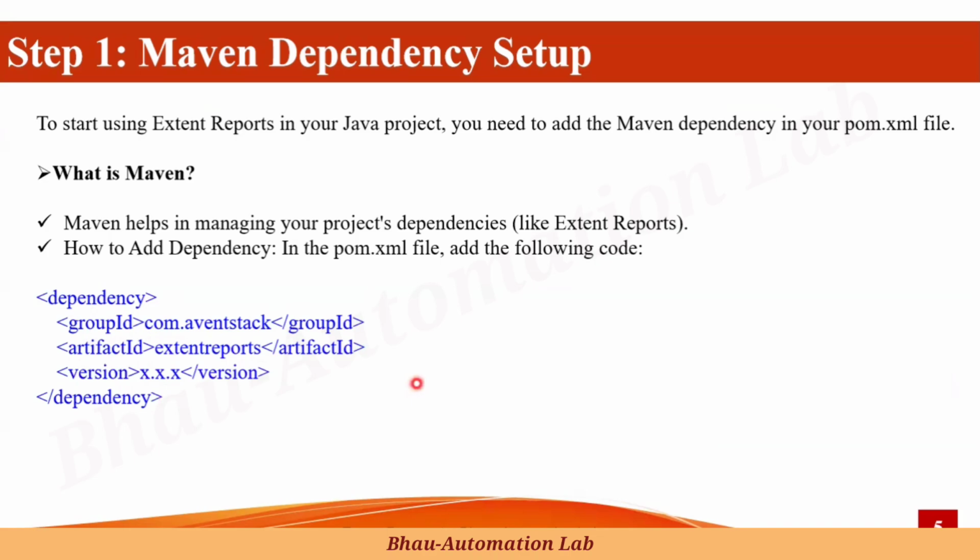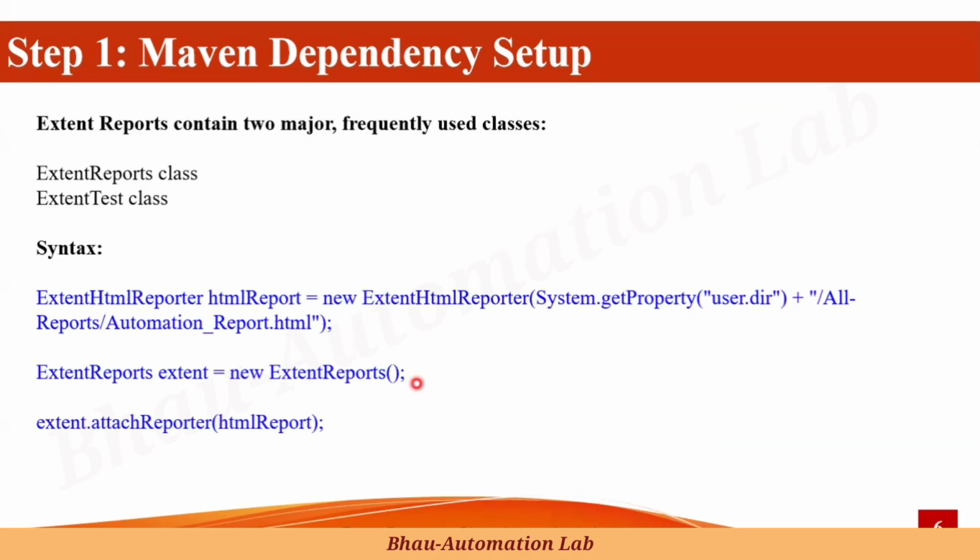Okay, so let's come to step one. Maven dependency setup: how to do that we understood in the previous slide. Now let's understand that Extent reports contain two major frequently used classes, for example the ExtentReports class and the ExtentTest class. With the ExtentTest class we create the test case, and with the ExtentReports class we create the Extent HTML report. So how to create that Extent HTML report?